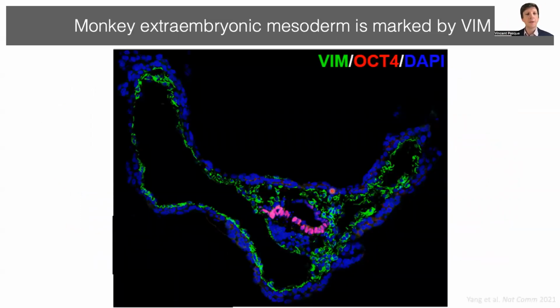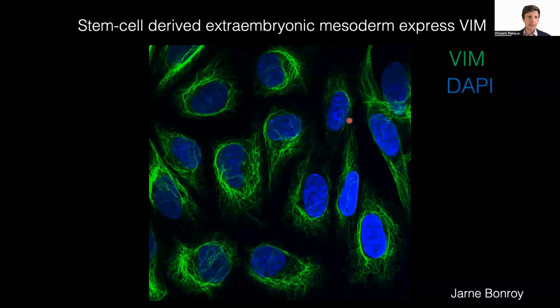I'm showing here an image of a monkey post-implantation embryo where you see the embryo in the middle with the epiblast in red, cytotrophoblast on the outside, and all these green cells here are extraembryonic mesoderm cells. And I hope you can appreciate how extensive this tissue is. It's a very abundant cell type in the early post-implantation primate embryo. But again, until now we could not make these cells in vitro.